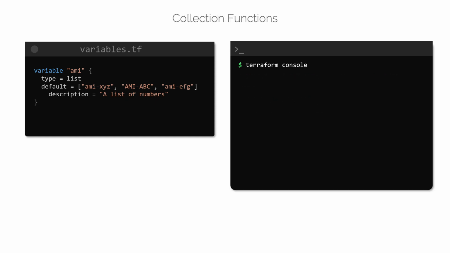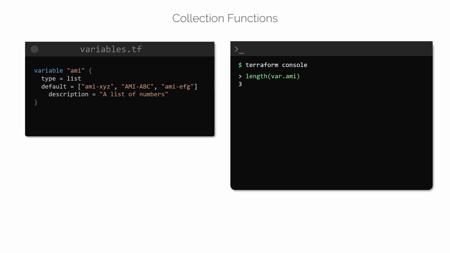Let's now take a look at collection functions, which are used for collection data types such as a set, list, and map. We have already seen one example in this category, which is the length function that we use to determine the number of elements in a list.